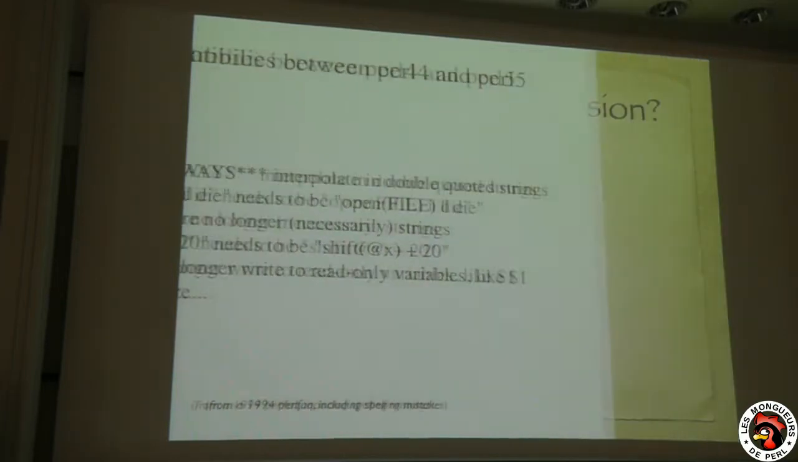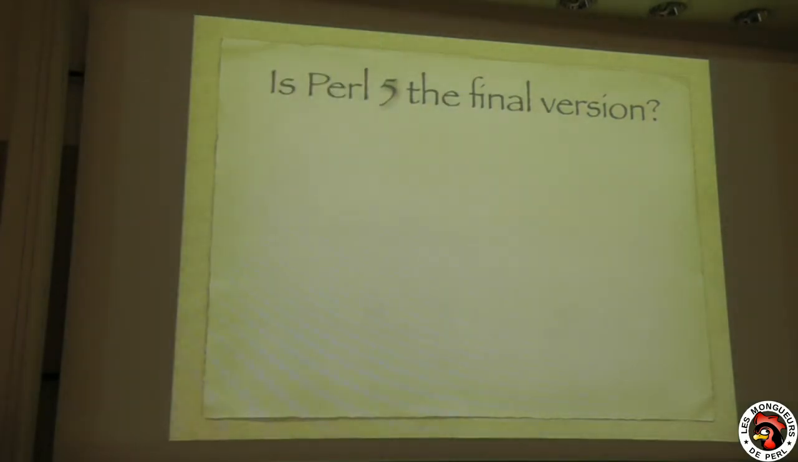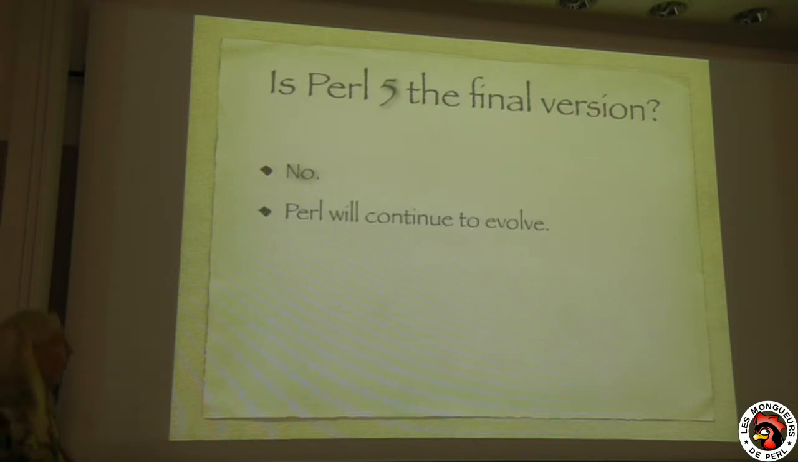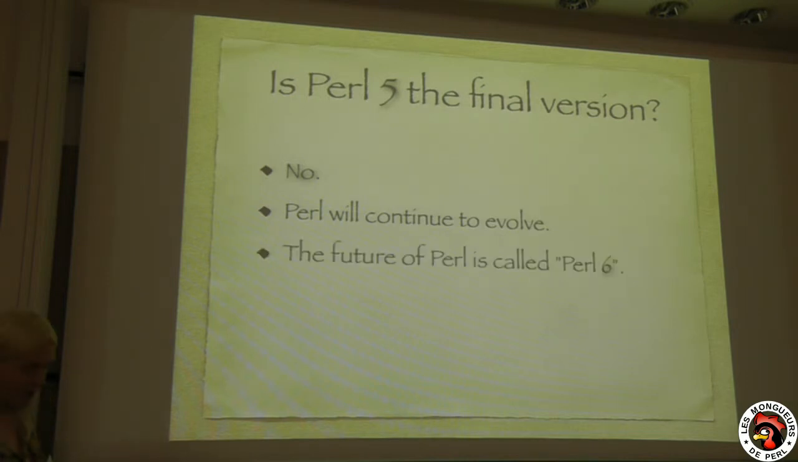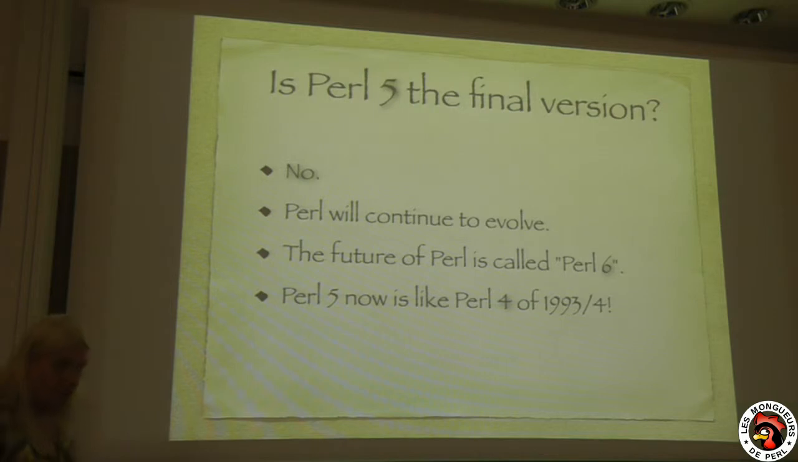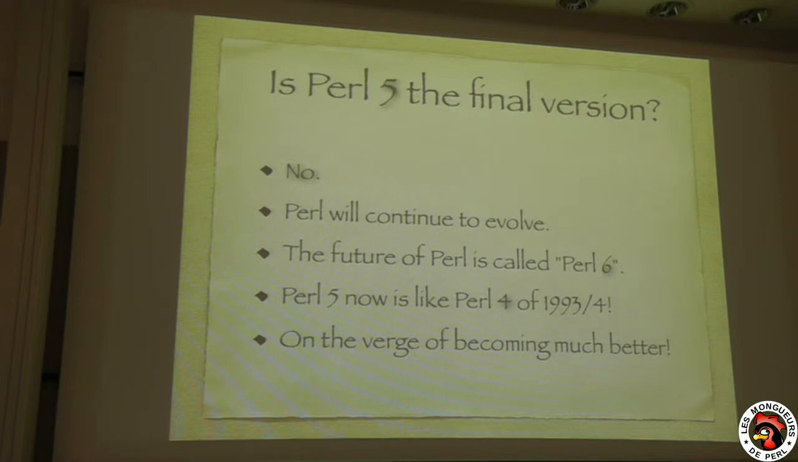So, is Perl 5 the final version of Perl? I would say no, it's not the final version. I think Perl will continue to evolve, and actually I think the future of Perl is called Perl 6. I think Perl 5 now is like Perl 4 in 1993, 1994. It's on the verge of becoming something much better, with all these features that nobody knows to use yet. But in a few years you will not be able to work without them.